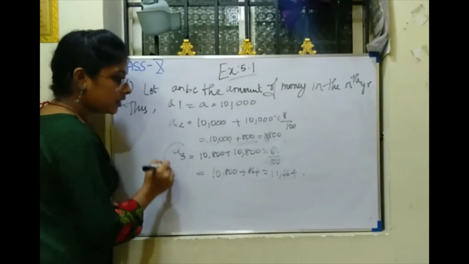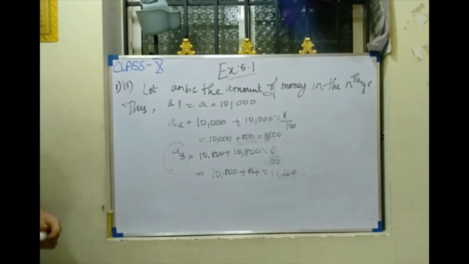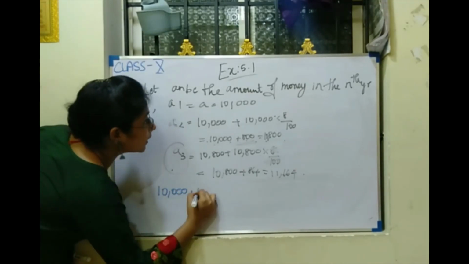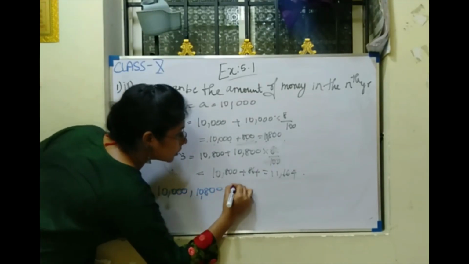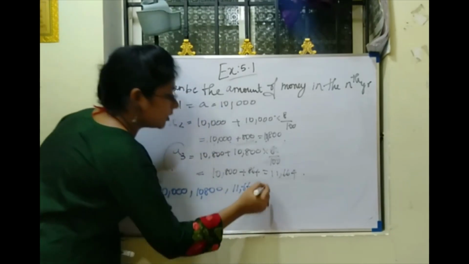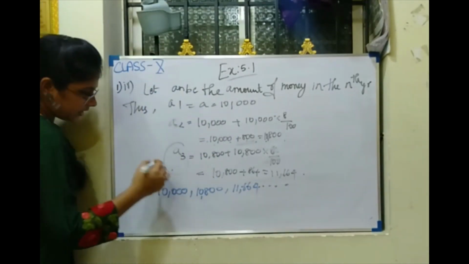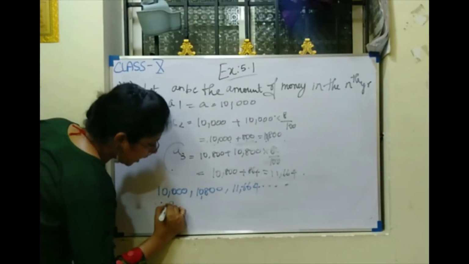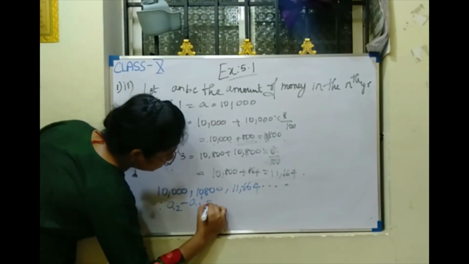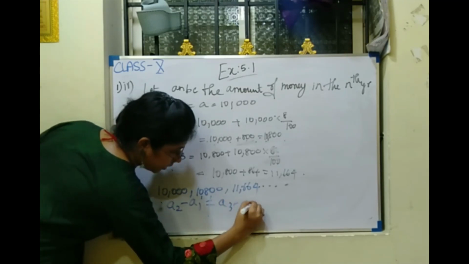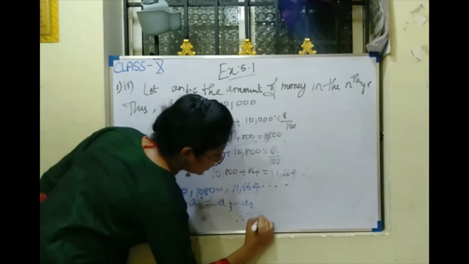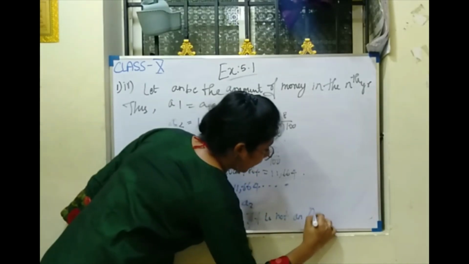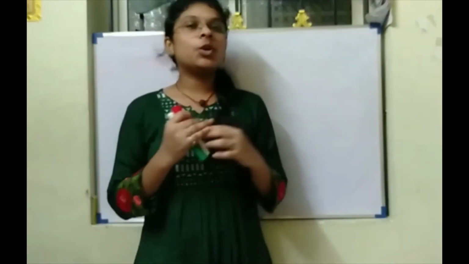And similarly for the third term. Now the sequence will be 10,000, 10,800, and so on. So it's clear that this common difference is not at all the same, since A2 minus A1 is not equal to A3 minus A2. Therefore, it is not an AP. Now let's move on to the second sum.